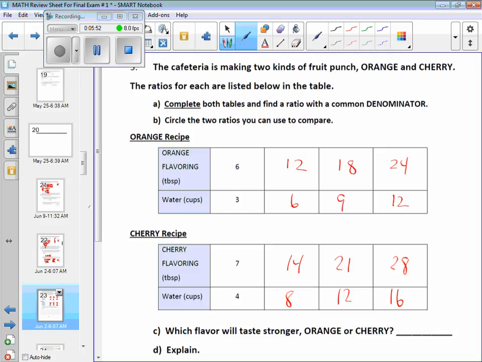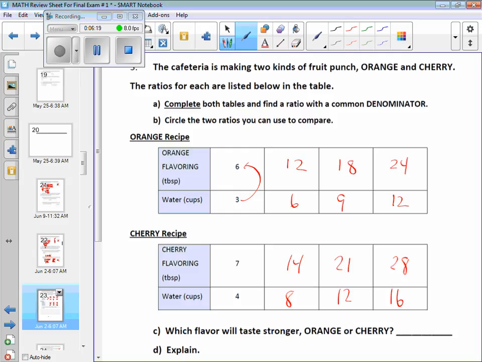What was your different way? Because I'm not going to tell you whether you're right. It may still be correct. What do you have? I did, since 3 times 2 equals 6, I did 8 to 4, 10 over 5. No, he's right. He knows that the constant is multiplied by 2 when you go from water to orange flavoring. So that'll work for any number.